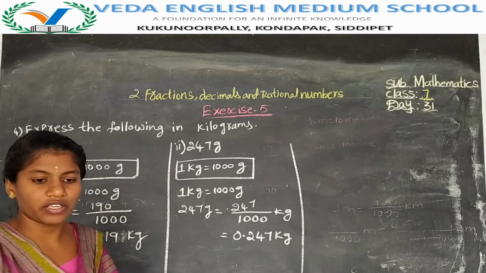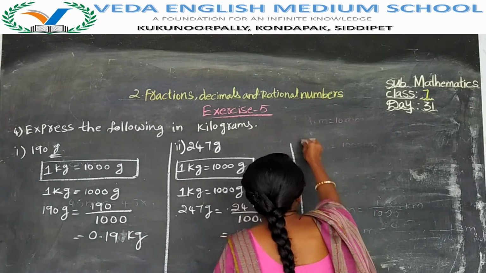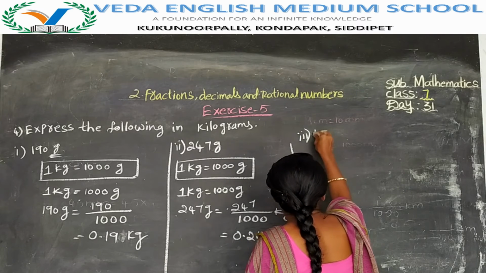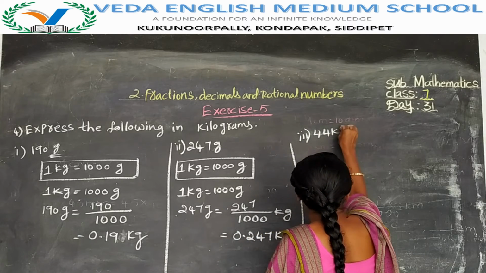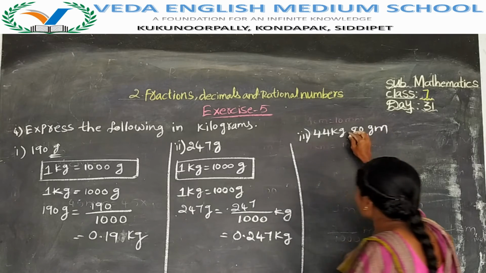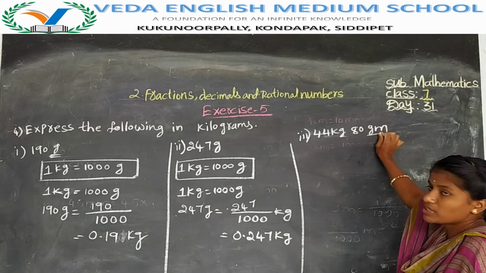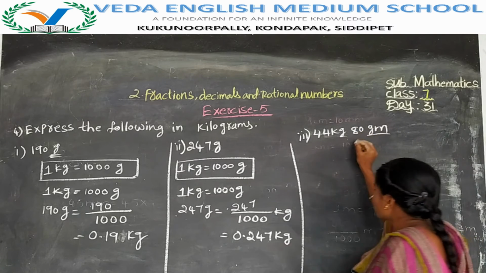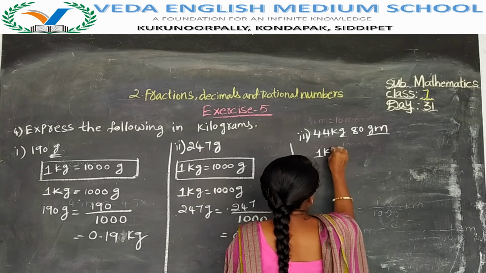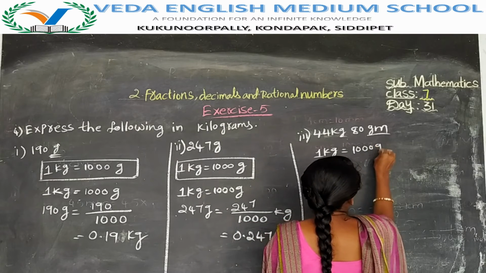Next, the third one, 44 kg, 80 grams. Here they have already given kilograms. Now we have to convert these grams into kilograms, then we will go for division. Here 1 kg is equal to 1000 grams.